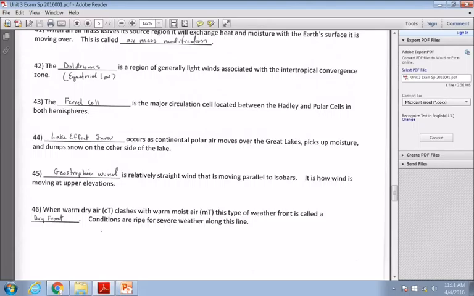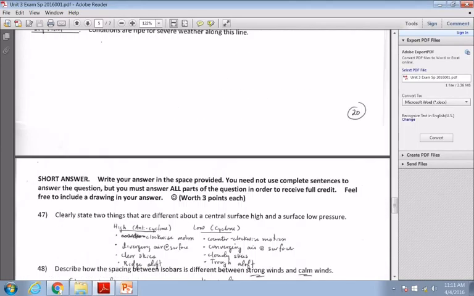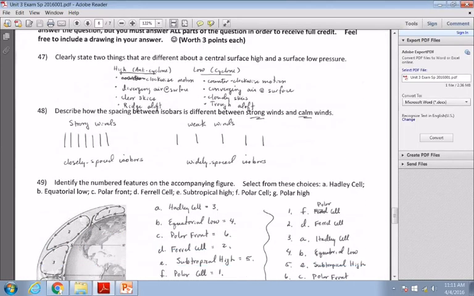46, I was after dry line as 2 air masses clashing. They're both warm, but they differ by their moistures. And then these were each worth 3 points apiece.